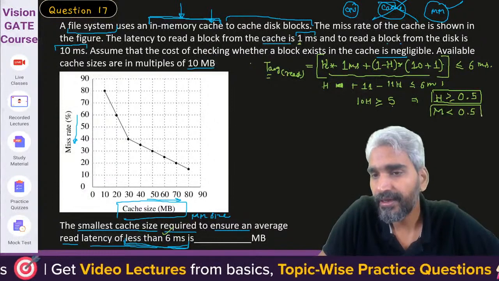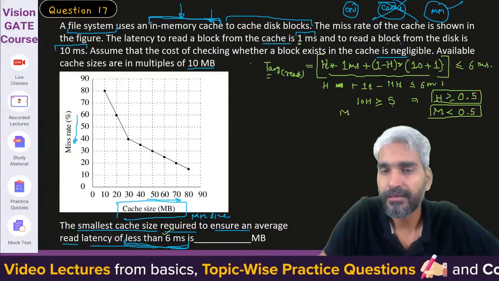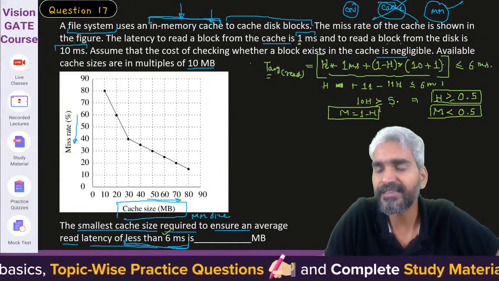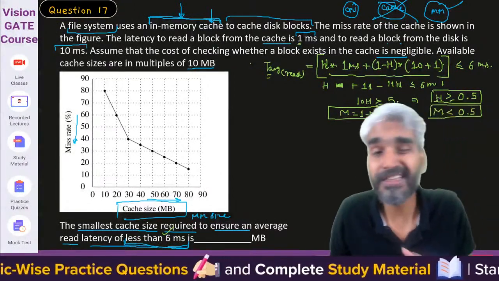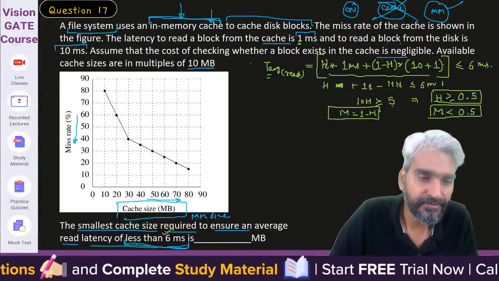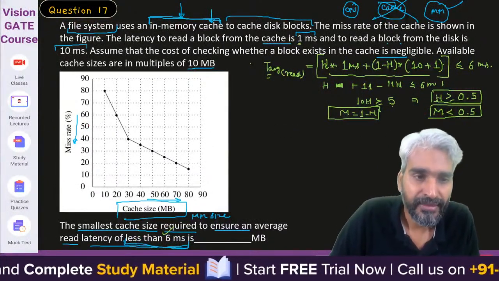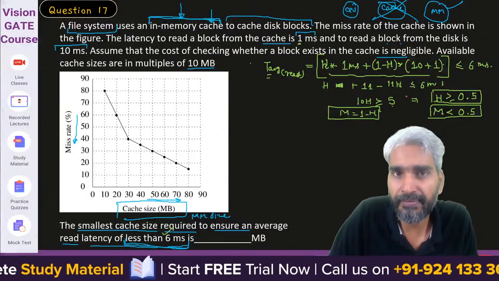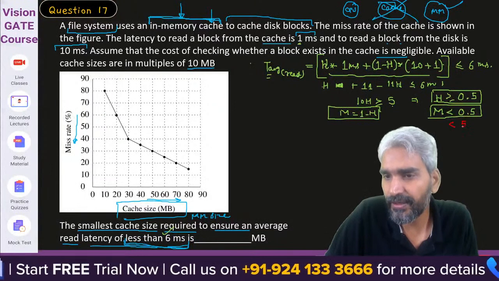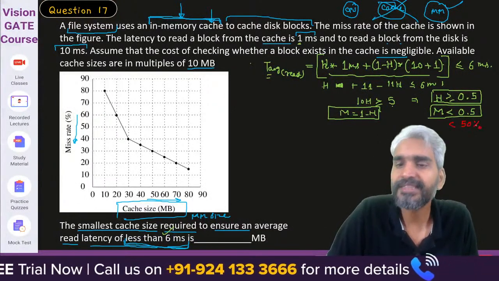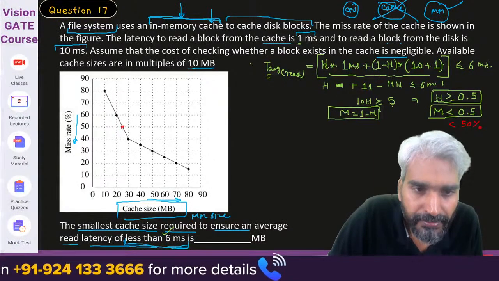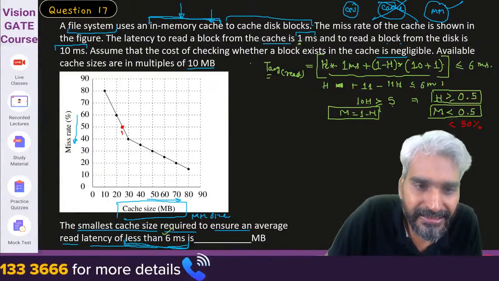Miss rate is 1 minus H, so if hit rate should be greater than or equal to 0.5, that means miss rate should be less than 0.5. That's an important thing. 0.5 means 50%, so in percentage it will be less than 50%. So your miss rate should be lesser than this.